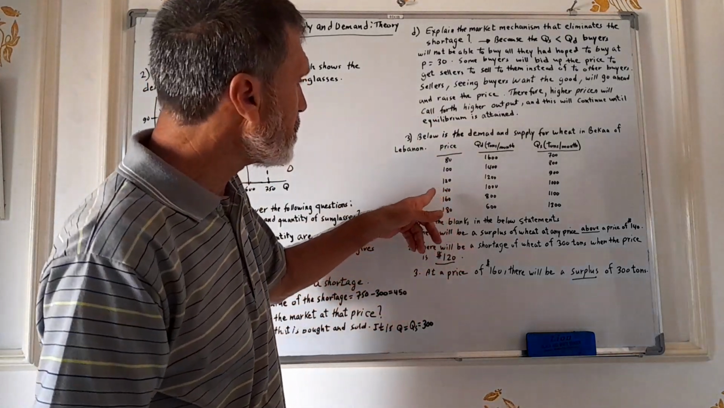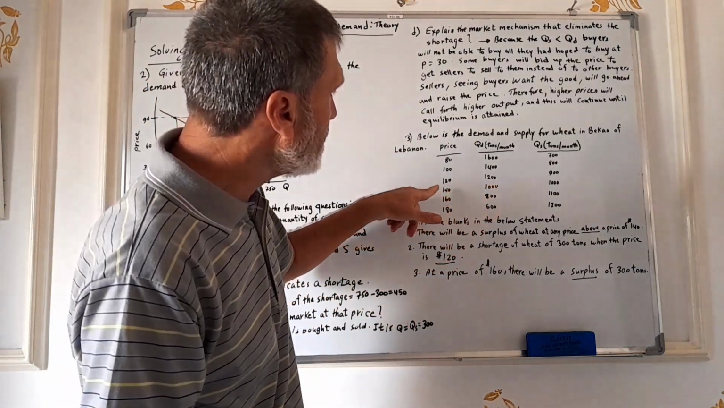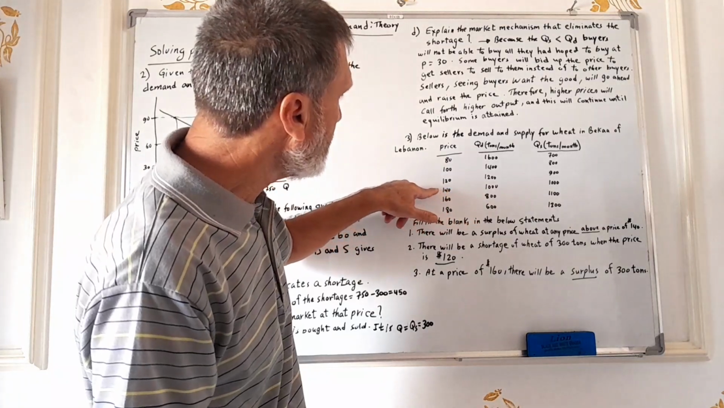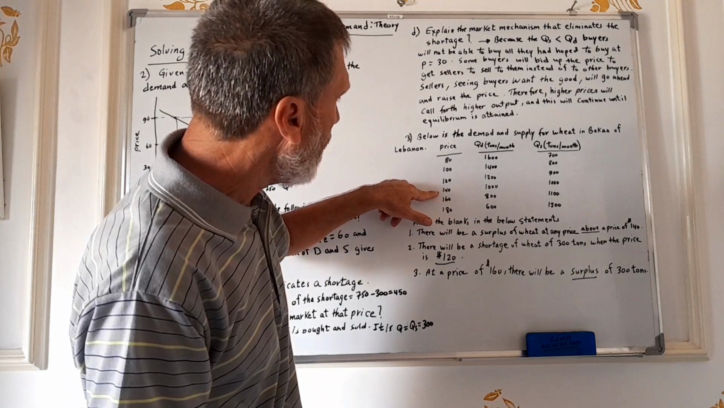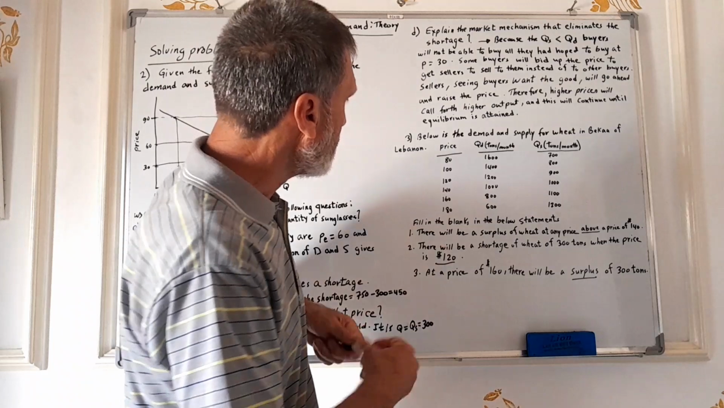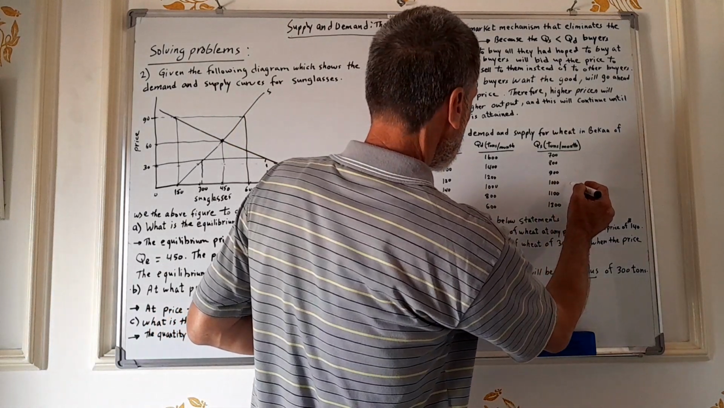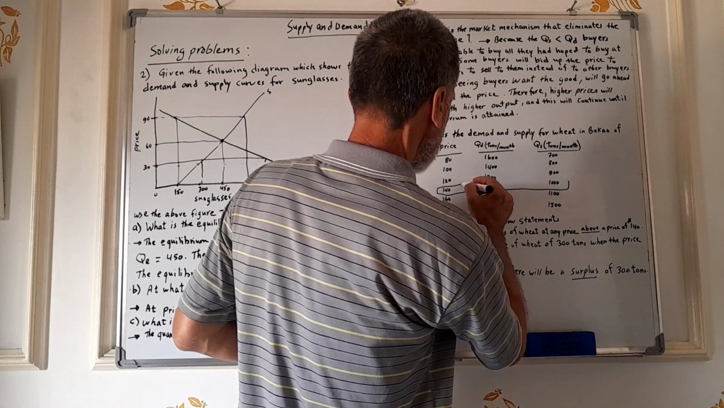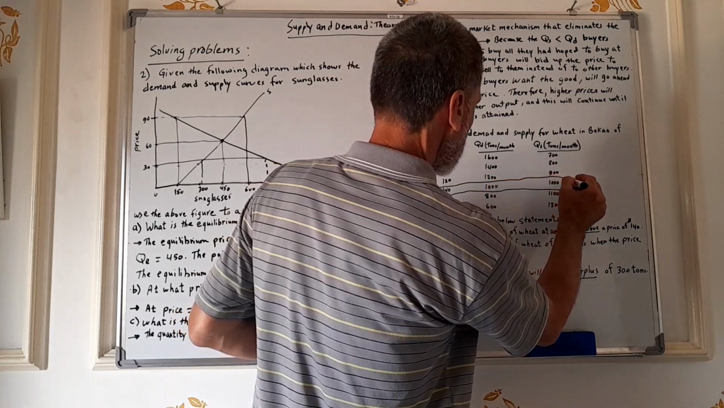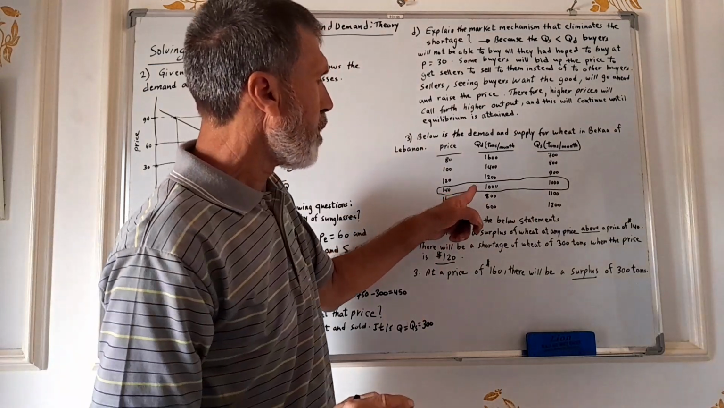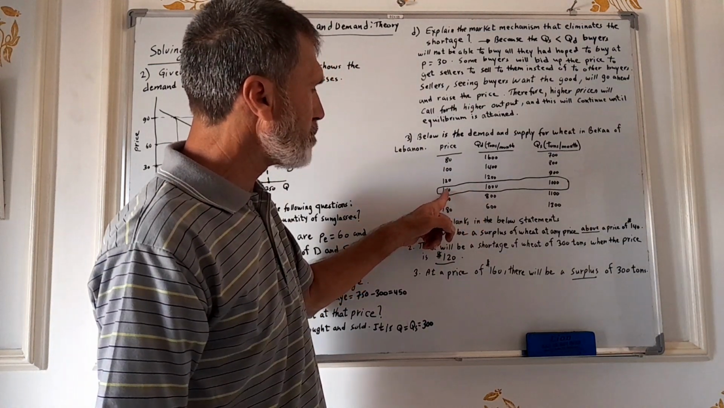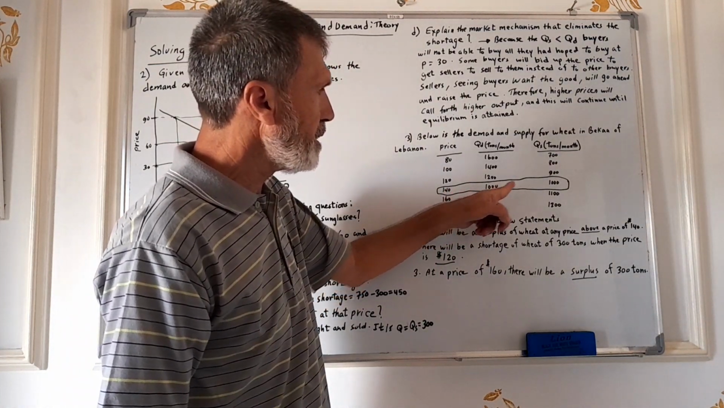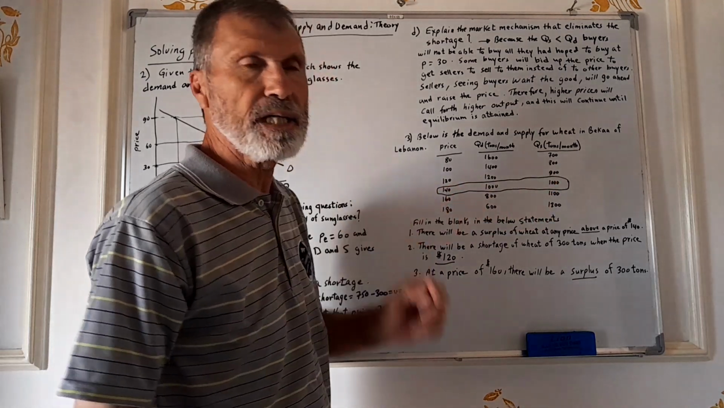So now we first look at the equilibrium price. What is the equilibrium price over here? It is, of course, 140 here. This is the equilibrium price. Why? Because at this price, 140, the quantity demanded is equal to the quantity supplied. Therefore, 140 is the equilibrium price.